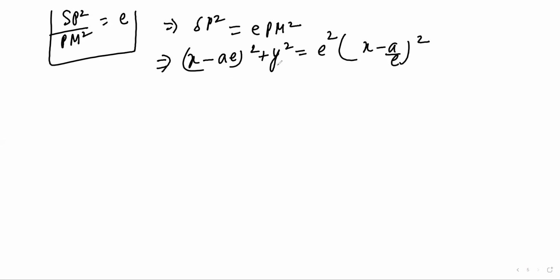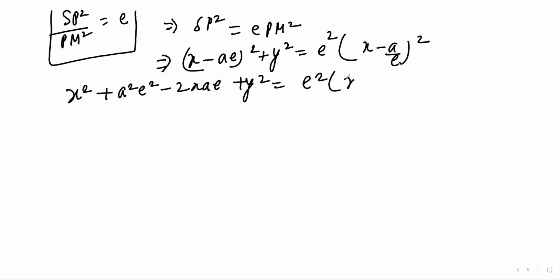So please solve this one. So you will get what? Squaring this side, it will be x² + a²e² − 2xae + y² is equal to e² into (x² + a²/e² − 2xa/e²). Understood up to this part?